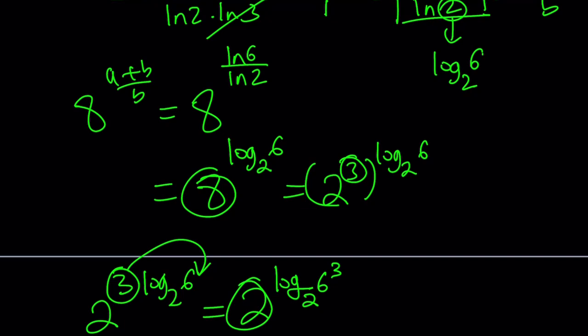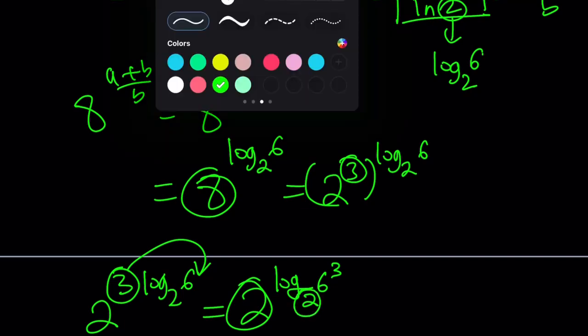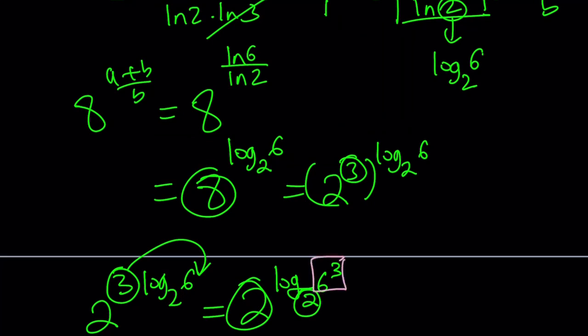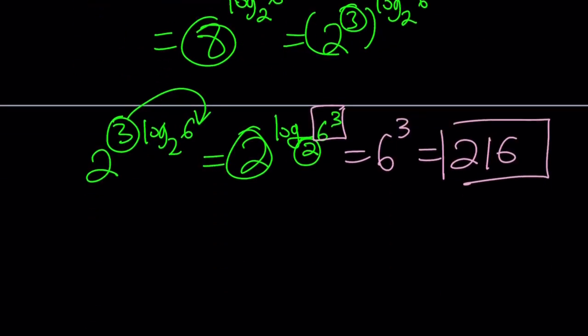Which is 2. And now when these two bases are the same, the answer is going to be the exponent, which is 6 to the third power. So this is equal to 6 to the third power, which is 216. Okay, that is the first method. And again, the log property that I used is: a to the power log b with base a is equal to b, because these two bases are the same.